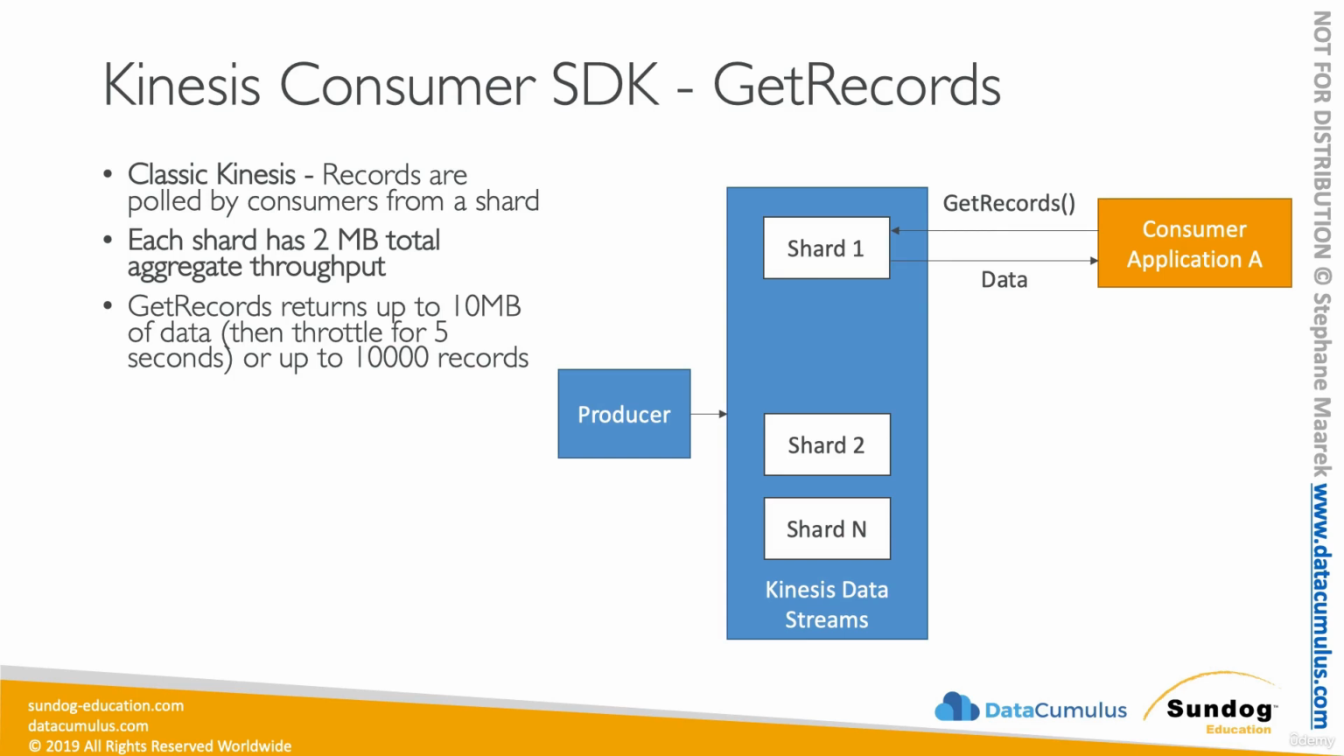Or it will return a maximum of up to 10,000 records. Now what does that mean? There's also another limit you need to know. First, there's a maximum of 5 get records API calls per shard per second. That means that your consumer application cannot just call get records like 20 times per second.